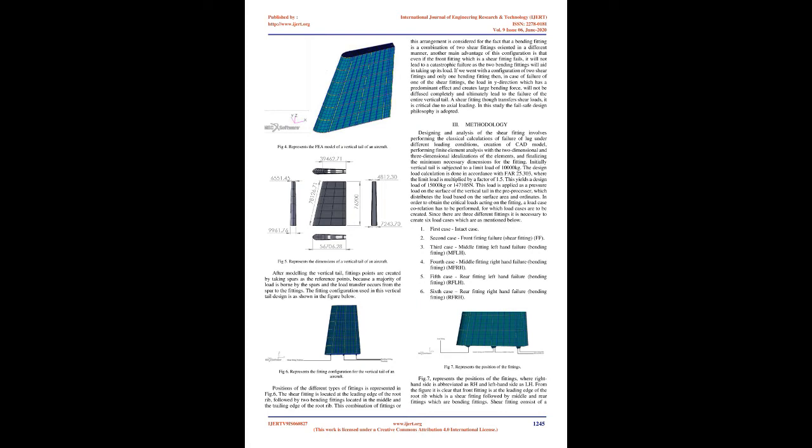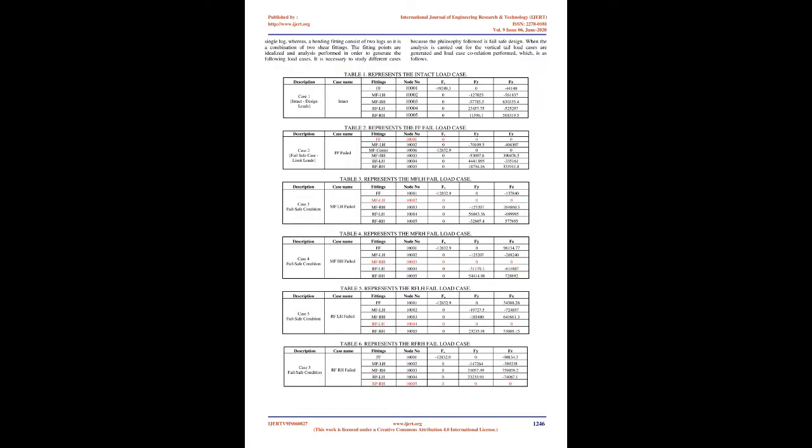After modeling the vertical tail, fitting points are created by taking the spars as the reference points, because a majority of the load is borne by the spars and the load transfer occurs from the spar to the fittings. The fitting configuration used in this vertical tail design is as shown in the figure below. Fig. 6 represents the fitting configuration for the vertical tail of an aircraft. Positions of the different types of fittings are represented in Fig. 6.